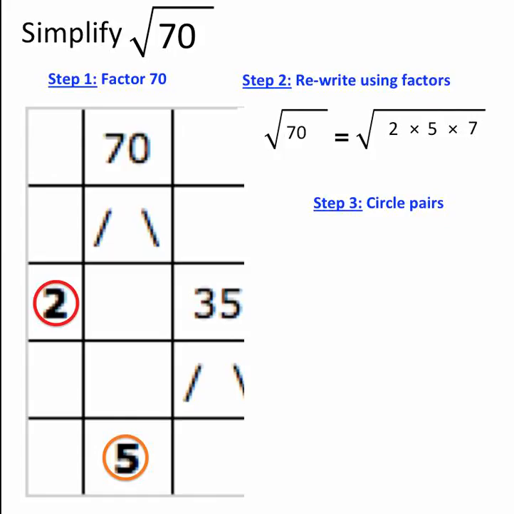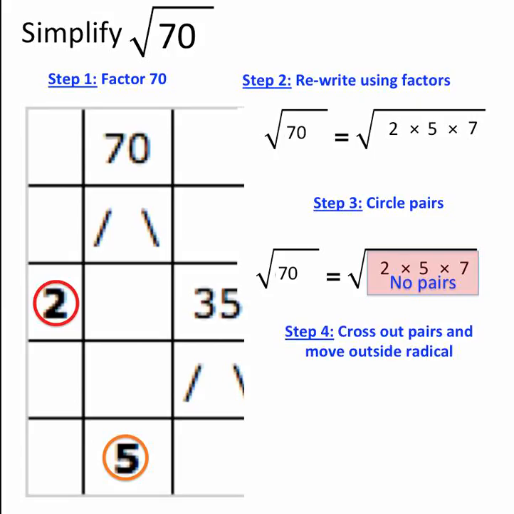My next step is simply to circle the like pairs. So when I look at 2 times 5 times 7, I see that I have no like pairs. There's 1 2, 1 5, and 1 7. So there are no pairs for me to circle.